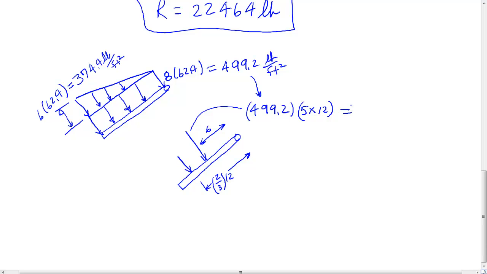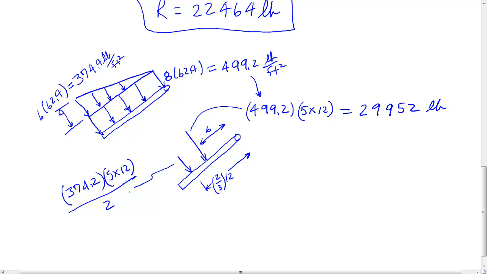That amounts to... I think I miscalculated it. That amounts to 29,952 pounds. This one is your 374.4, but it's triangular. So it's multiplied by the same area, but since half of it is missing, you get 11,226. Now don't forget your reaction load, and then don't forget your hinge loads.